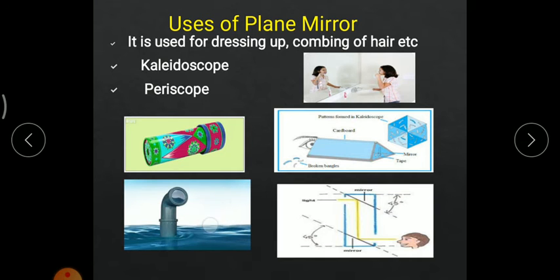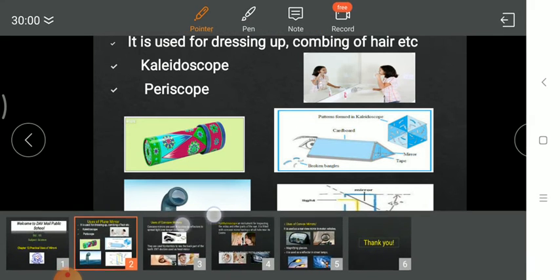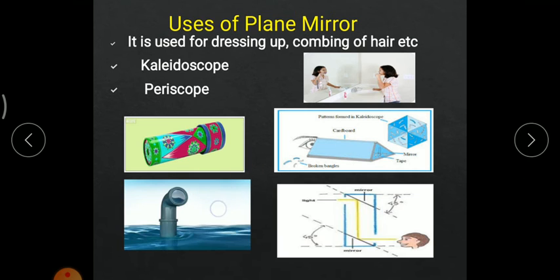The other application is the periscope. Again, we have seen this periscope. It plays a very vital role, and periscopes are used by soldiers in order to see hidden thieves and all.